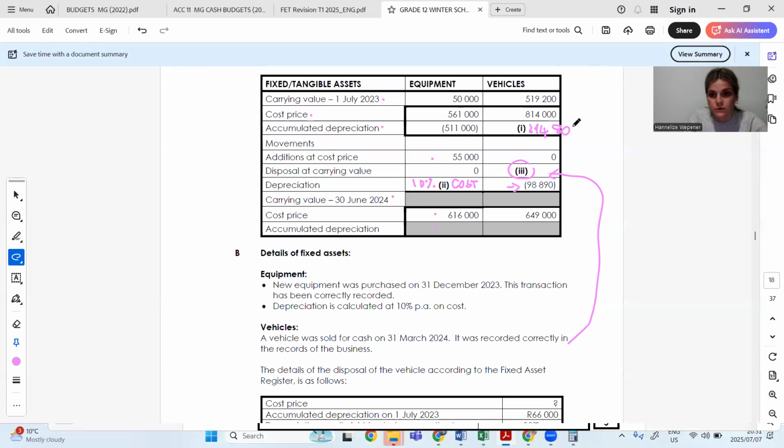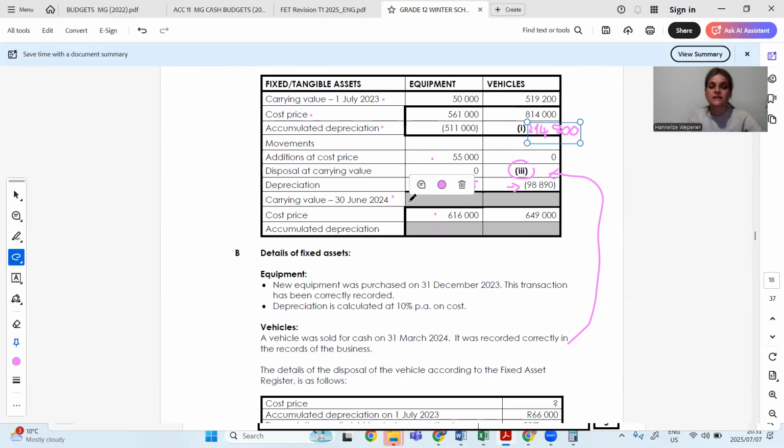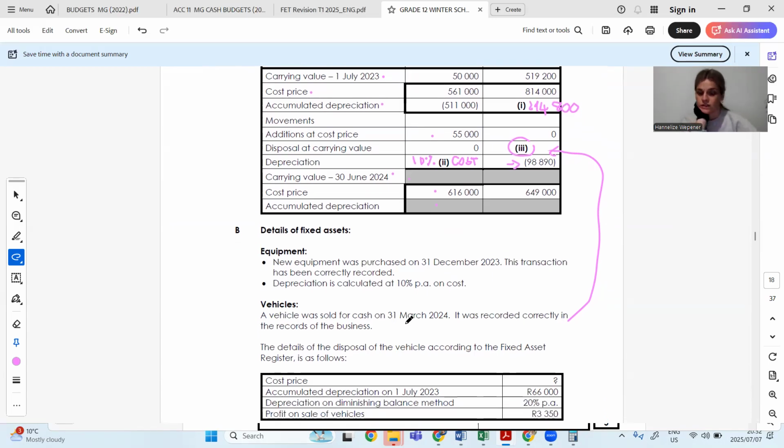294,800, because we don't like working with question marks or missing figures. Okay, right. Then we move on to number 2. Number 2 wants us to calculate the depreciation on our equipment, keeping in mind that new equipment was purchased on 31st of December, and then your depreciation is calculated at 10% per annum using the cost price method.